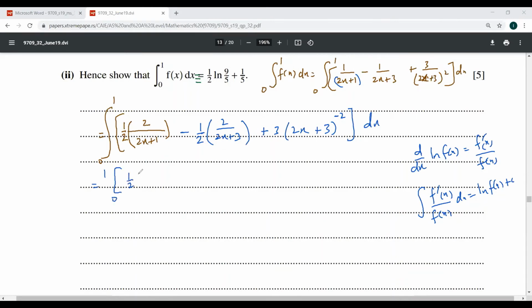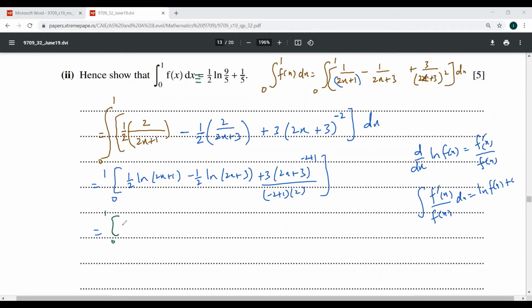Okay. So now this is going to be, limit from 0 to 1, half ln of 2x plus 1 minus half ln of 2x plus 3. And then I have plus 3 into the integration of 2x plus 3 to the power minus 2, which is minus 2 plus 1 over minus 2 plus 1 times the derivative of 2x plus 3, that is 2. Okay, so we are here now.